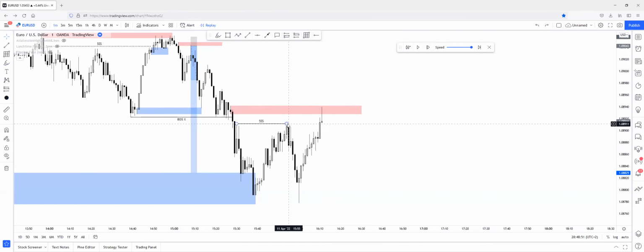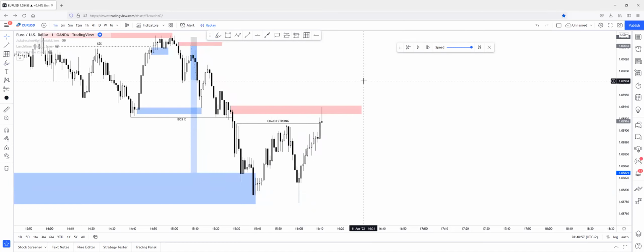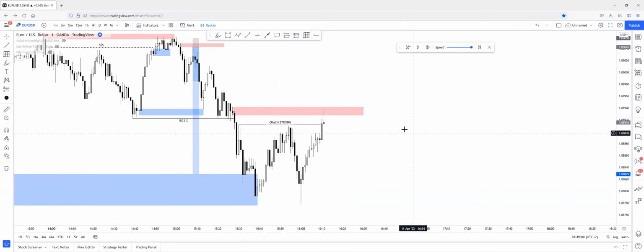Okay, there's a change of character actually. I will just mark it back as a change of character. Check. Strong. So the strong change of character has happened, as you can see. And no, this can't be considered a breakout structure because this wasn't a body closure to the downside.